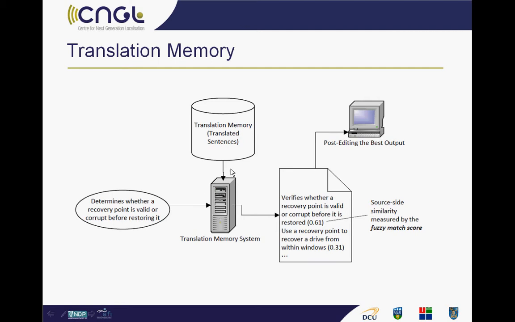Most post-editors have been working with translation memory systems. A translation memory is basically a database which contains previously translated texts. When you have a new sentence to translate, for example, "determines whether a recovery point is valid or corrupt before restoring it," a translation memory system will search the database to retrieve similar sentences you have previously translated. If the system can find some similar enough sentences together with their translations, you can easily obtain your desirable translations by editing the corresponding translations you retrieved. These similar sentences are called fuzzy matches. The similarity can be measured using the fuzzy match score.